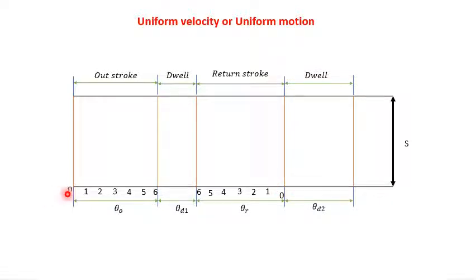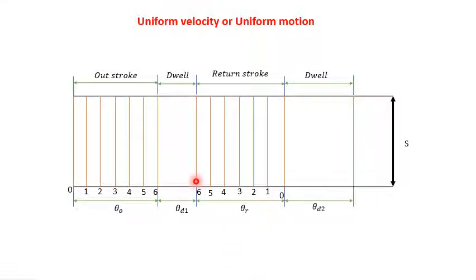I have to name them like this: 0 1 2 3 4 5 6 in the forward direction, whereas for the return stroke we have to number in the reverse direction, 6 5 4 3 2 1 0. Once the splitting of the out stroke and return stroke is over, next we have to draw the vertical lines from each number. Here also for the return stroke we have to draw the vertical lines like this.